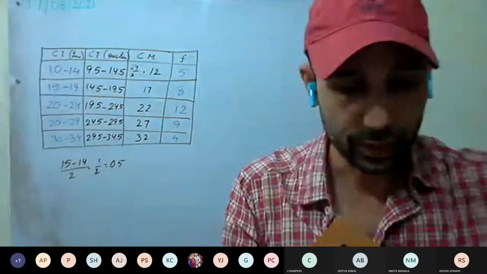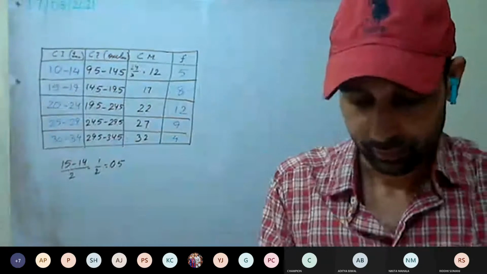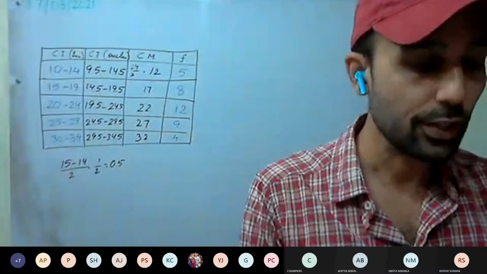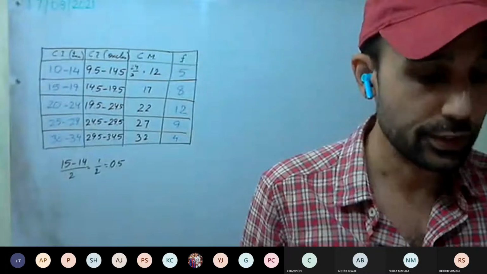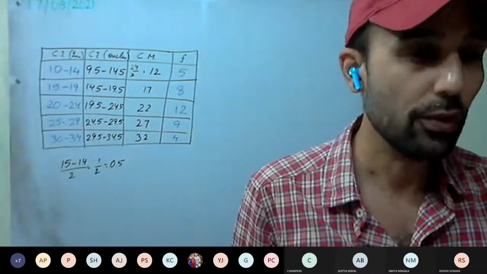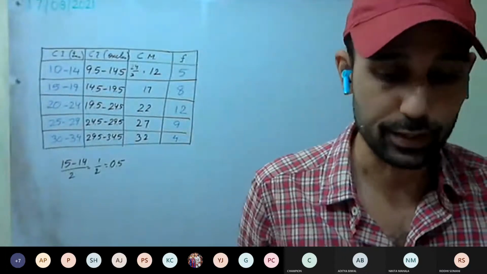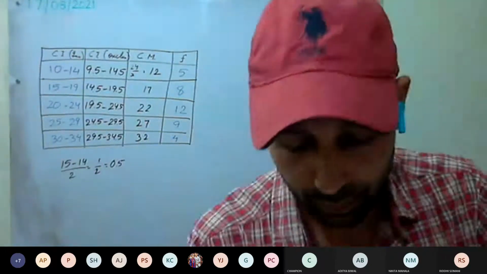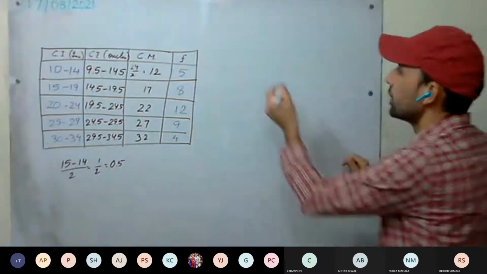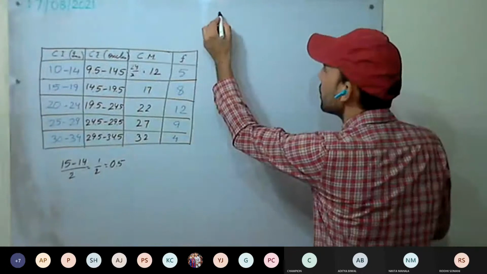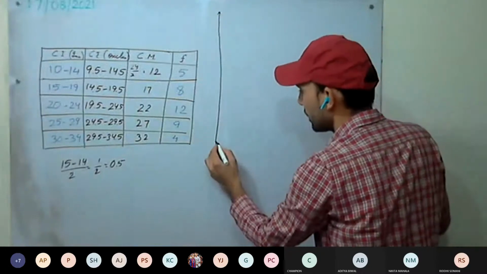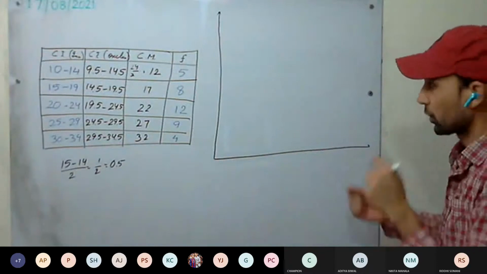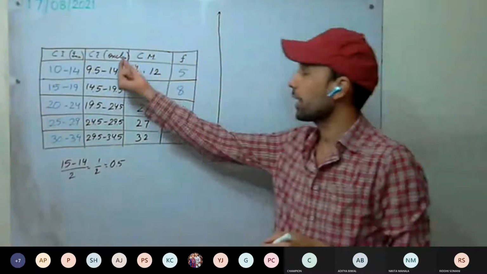Now draw the histogram. In this question, you can directly draw the frequency polygon, or you can first draw the histogram, then the frequency polygon. Since it is asking only for the frequency polygon, okay? So next, on the axis, we are going to take the class intervals.